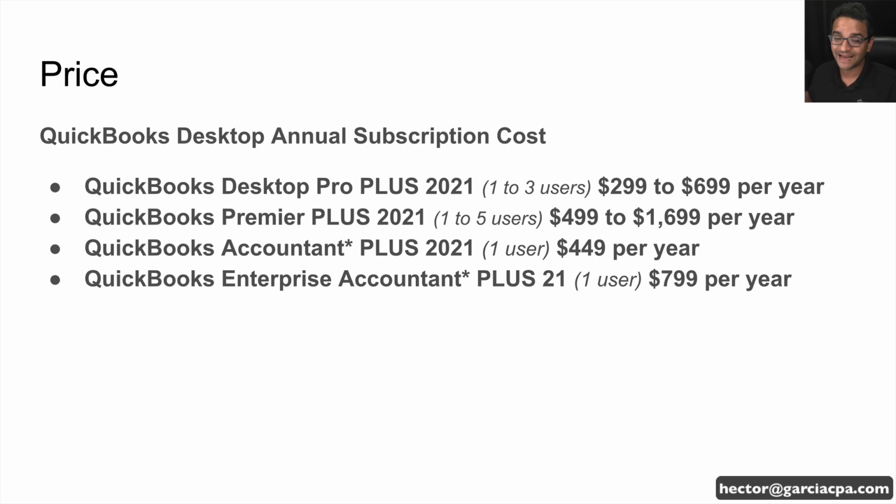QuickBooks Enterprise Accountant Plus, which is the annual subscription to QuickBooks Enterprise for accountants, is $799 per year for 1 user. Now, it's worth mentioning that when you purchase QuickBooks Enterprise Accountant Plus, the annual subscription for $799, it actually includes both Enterprise Accountant and the regular Desktop Accountant.